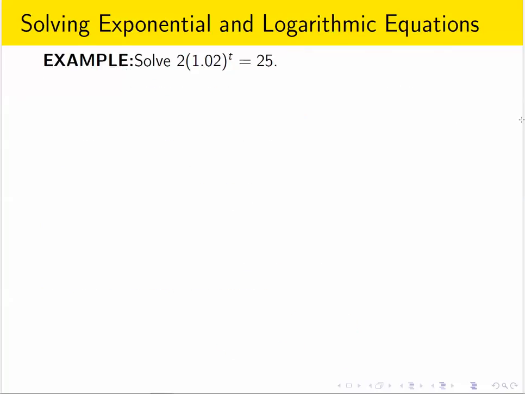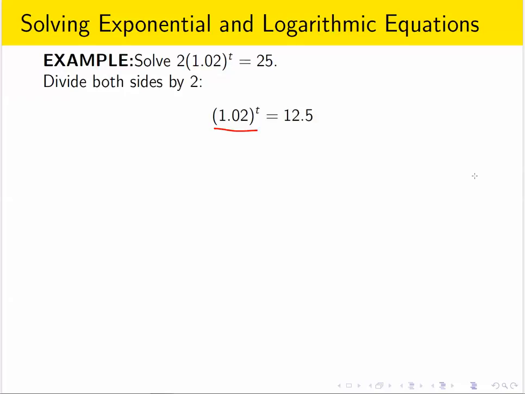Let's try another example. This one's just slightly more complicated. So this time we have 2 times something raised to a variable equals 25. The first step we want to take is to divide both sides by 2. What that will achieve is giving us something that looks like the previous example, where we have a number raised to the variable.